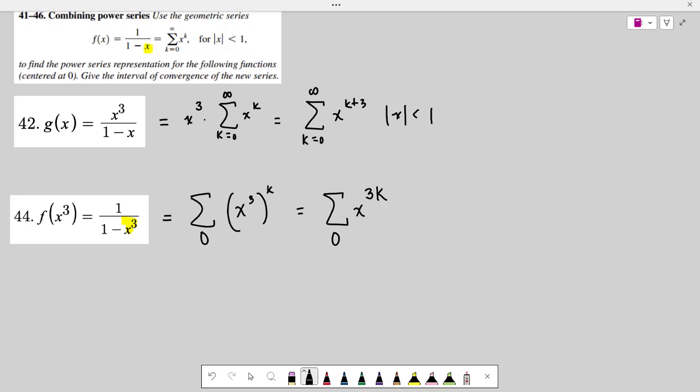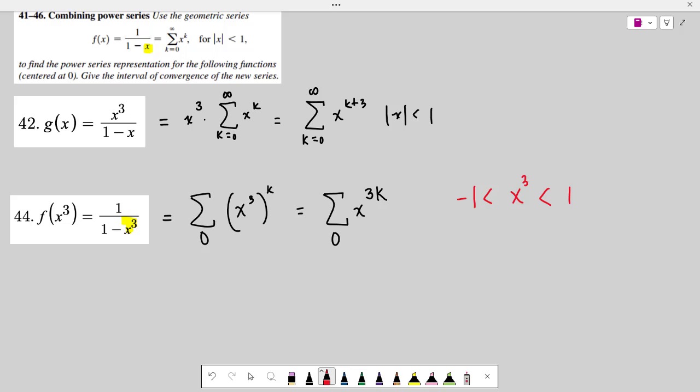K starts at 0. Now, here is what I mean when I say we have to replace the x with h of x. Normally, here is our interval of convergence. This is where it started. But then we replaced x with x cubed. So that means we also have to replace the x with x cubed in the interval of convergence. So that's what it means when it says h of x is in I. We take the x, replace it with h of x. H of x in this case is x cubed.